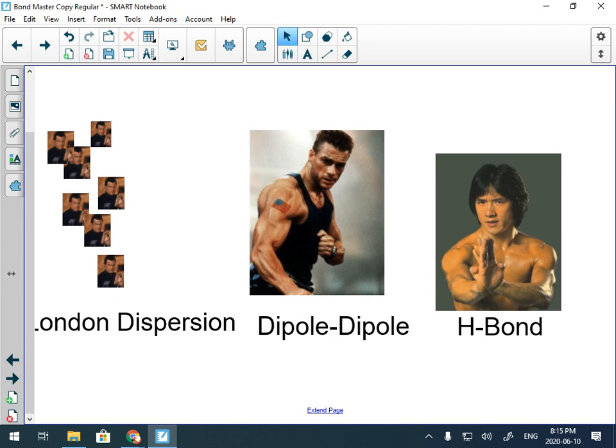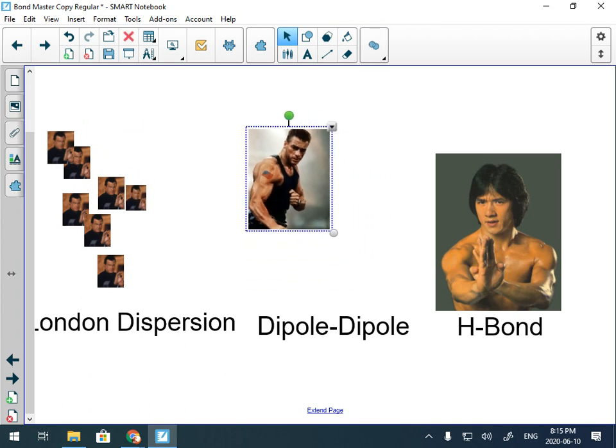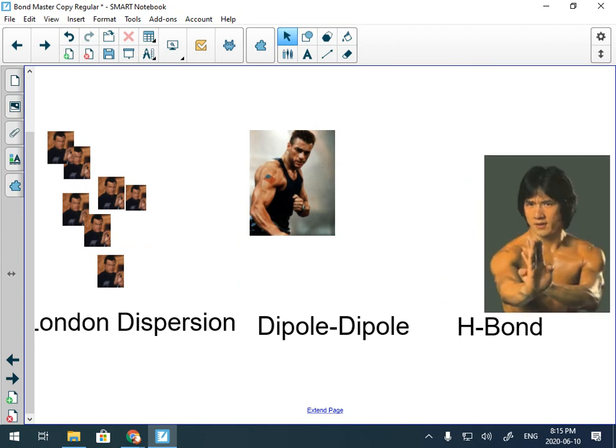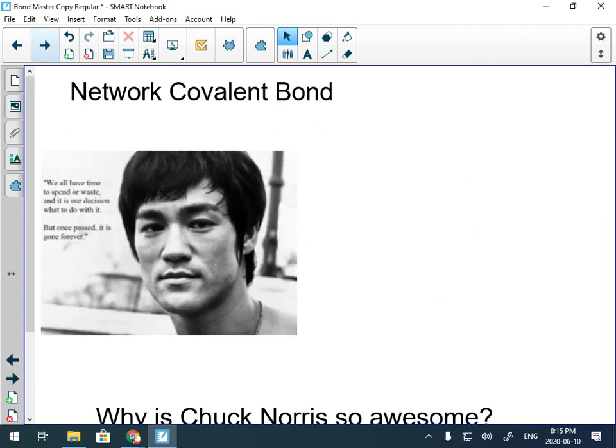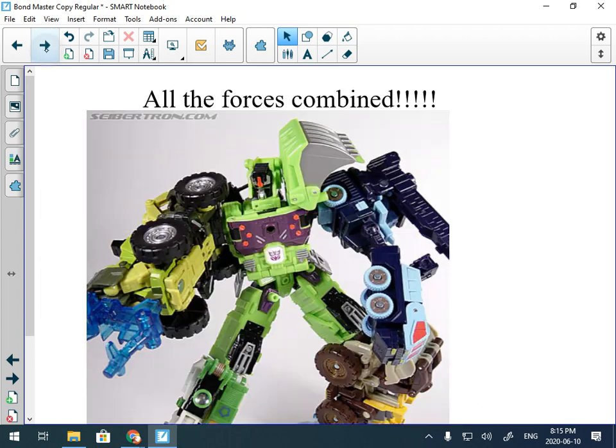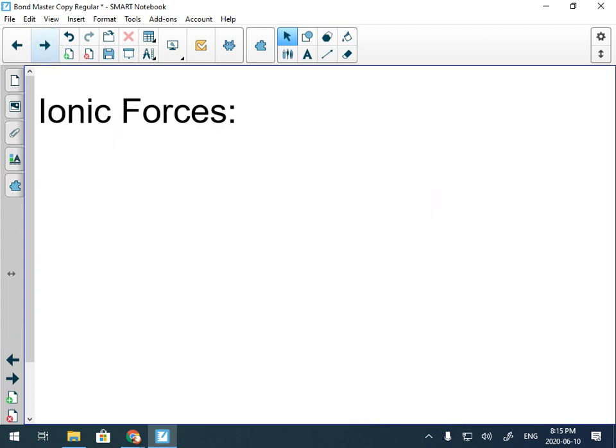Okay, real quick. Since we're talking about martial artists, we have Steven Seagal as London dispersion. He's terrible. Then we got Jean-Claude Van Damme. And then Jackie Chan. This guy's amazing. Love Jackie Chan. Okay. Bruce Lee is network covalent. We're going to talk about network covalent in a second. Okay. So ionic forces are the first intramolecular force.